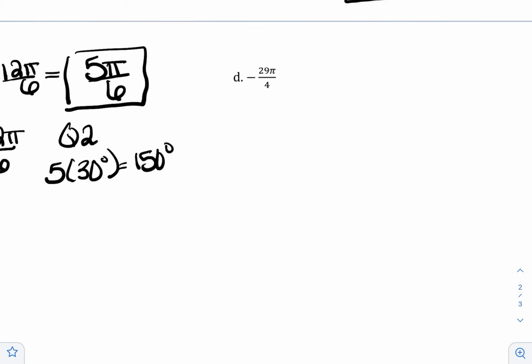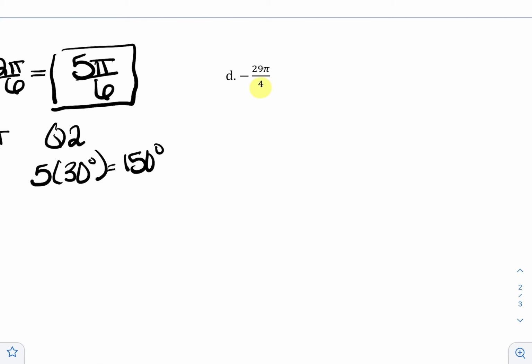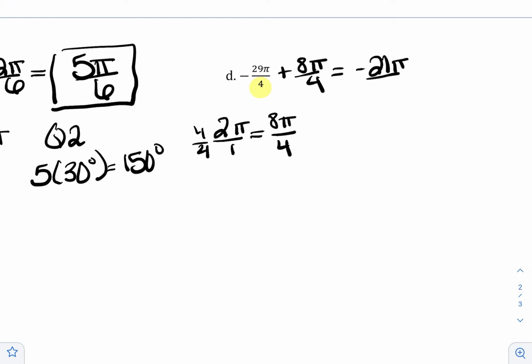Okay, let's do the next one. So I take a look here. My denominator is 4. So I'm going to take 2 pi and change it to a denominator of 4. But what I do to the bottom, I have to do to the top. So I double, it becomes 8 pi. So now I don't want to subtract. I want to add 8 pi over 4 because I don't want to make it more negative. So that's going to give me negative 21 pi over 4.